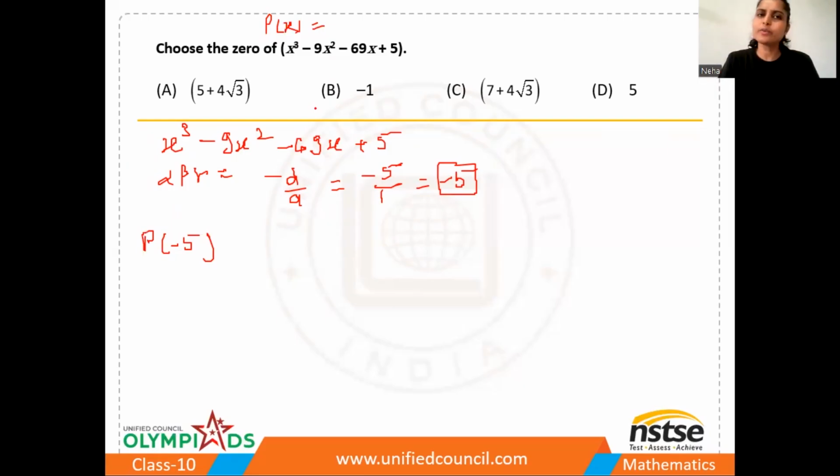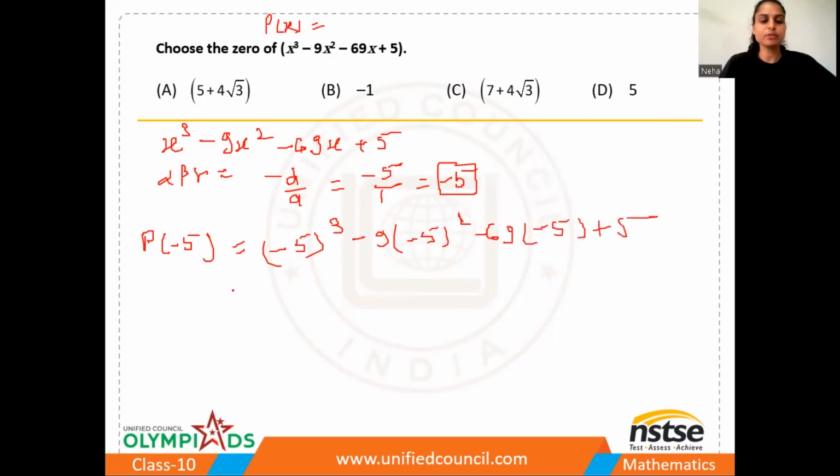Because if it is a quadratic equation, then we have so many methods to solve this. We have the middle term splitting method, we have the quadratic formula. But in the cubic equation, this is quite difficult, right? Okay, so p of minus 5 I'm putting in the equation and it becomes minus 5 whole cube minus 9 into minus 5 whole square minus 69 into minus 5 plus 5.